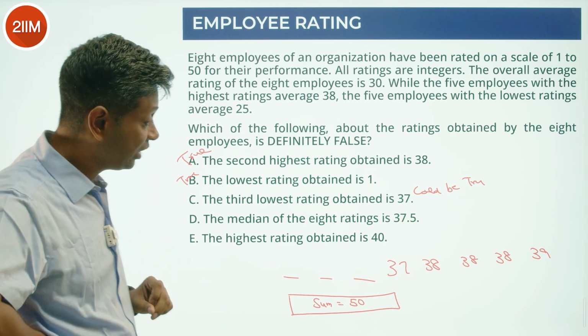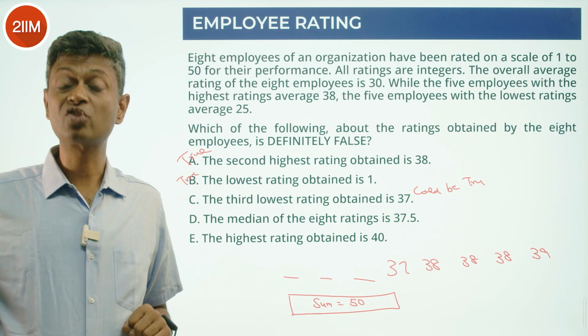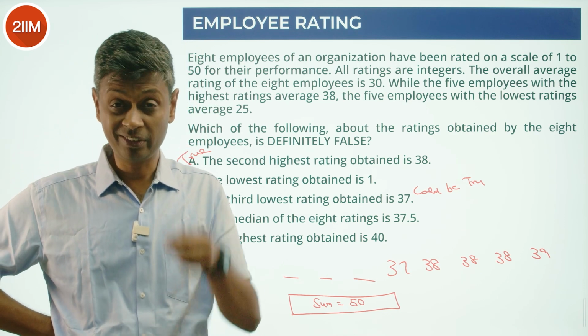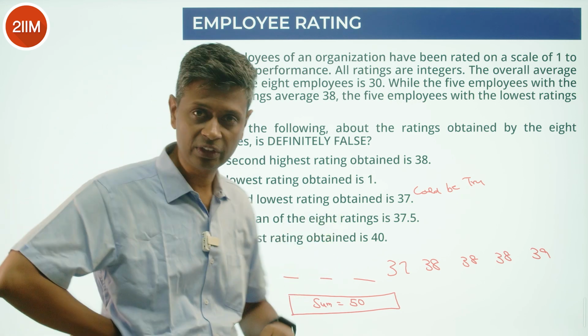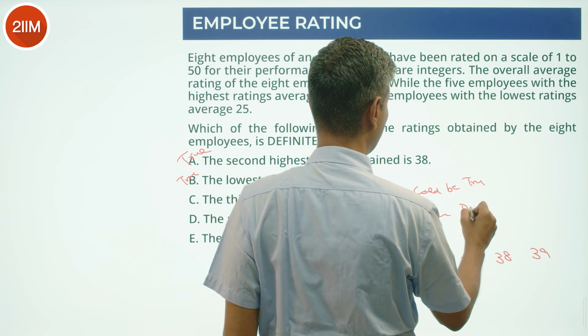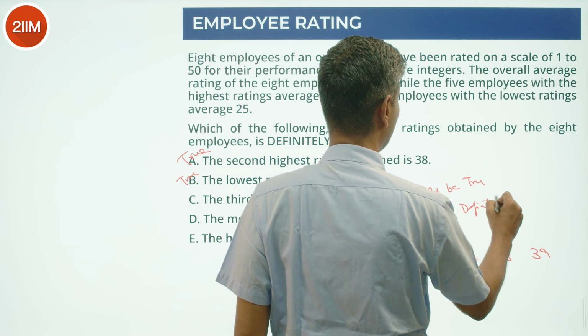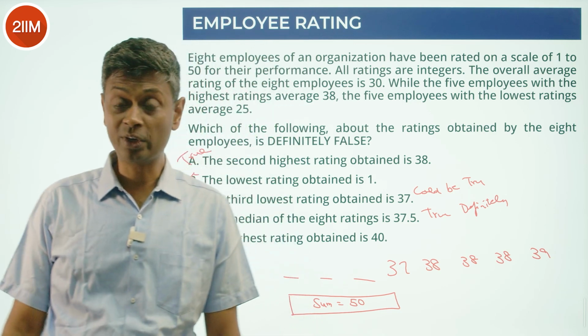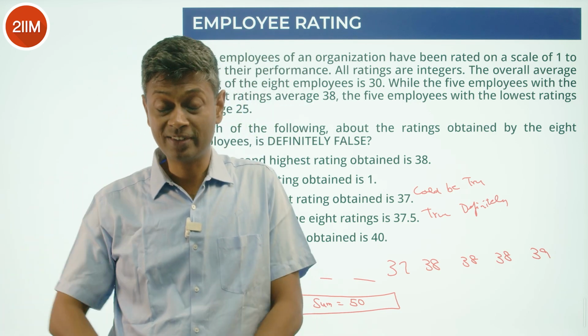The median of the 8 ratings is 37.5. It's not just possibly 37.5, it is definitely 37.5. The middle two are 37 and 38, that we know for sure. So this is not just could be true, it is definitely true. Now I'm a little worried. Of these 4 things I've said, 2 are definitely true, 2 could be true. Last one I need to be able to define it.